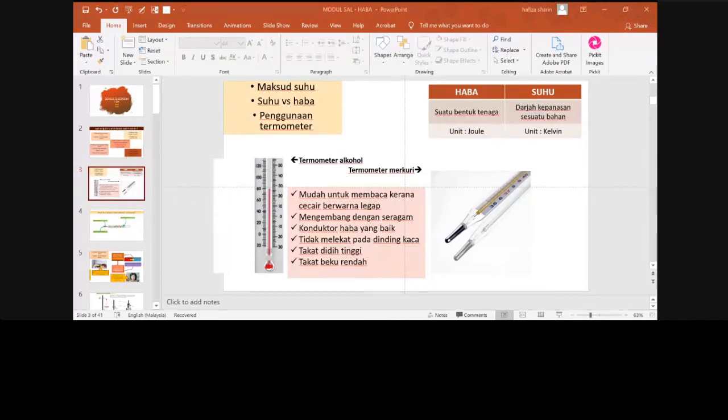Alright. Ini ulang kaji je tau. I'm not gonna go so deep into the chapter sangat. So okay, korang relax, you know, ingat-ingat balik kan, right?